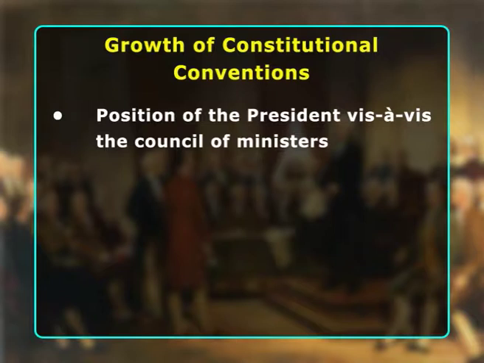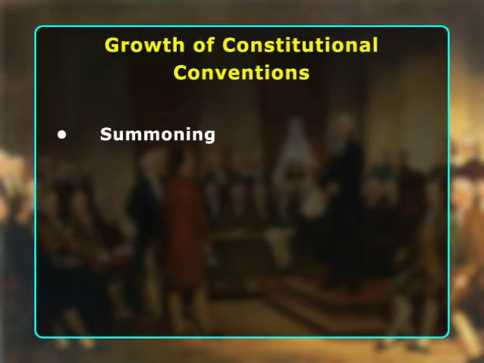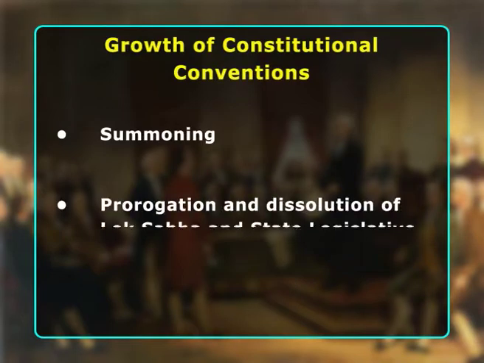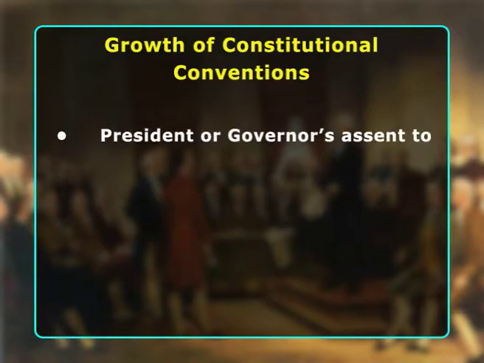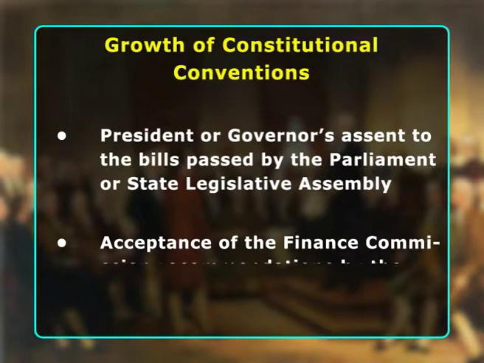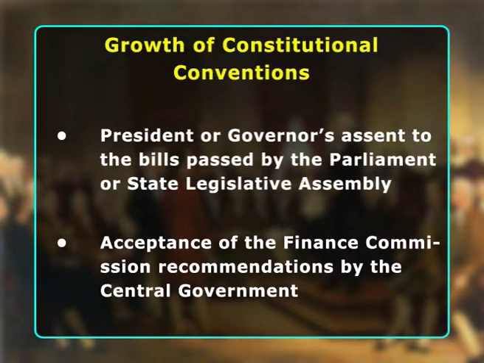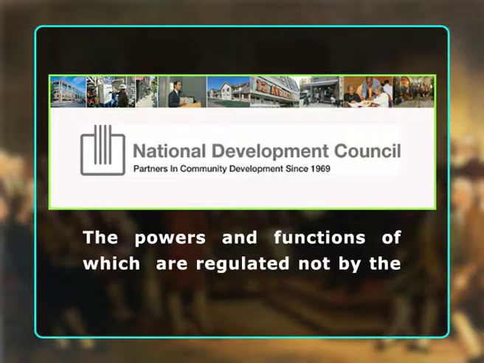In the Constitution of India, there is good scope for the growth of constitutional conventions, like the position of the President vis-a-vis the Council of Ministers, the Cabinet, a minister's responsibility for the subordinates' actions, summoning, prorogation and dissolution of Lok Sabha and the State Legislative Assembly, assent of the President or the Governor to the money bills passed by the Parliament or the State Legislative Assembly respectively, and acceptance of the Finance Commission recommendations by the central government. The National Development Council is another constitutional body, the powers and functions of which are regulated not by the law but by the convention.